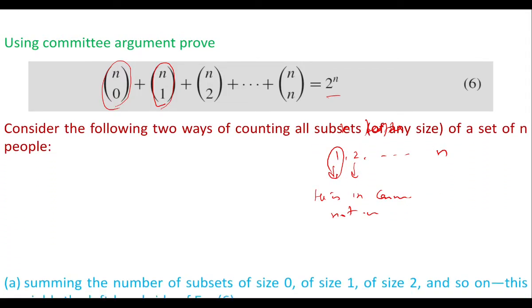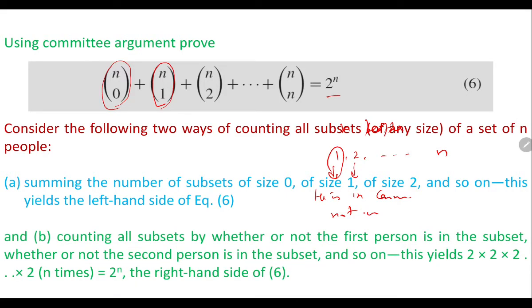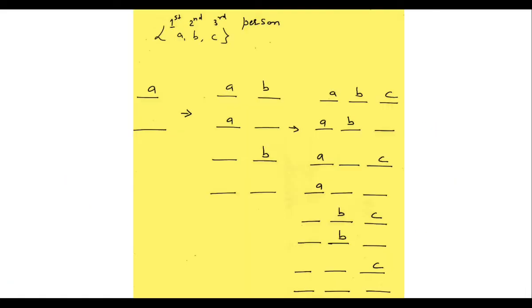The other way you can see is that the left hand side is the number of subsets of size 0, size 1, size 2 and so on, and the right hand side says that we are counting all subsets by whether or not the first person is in the subset, the second is in the subset, and so on. So again, if the right hand side is not clear, then it can be visualized as follows.